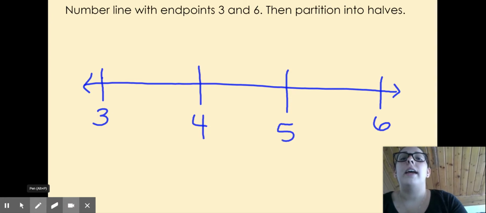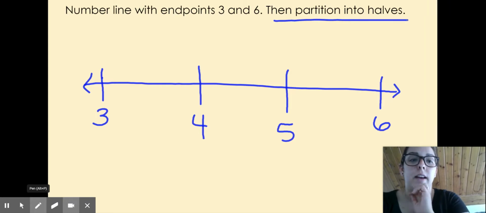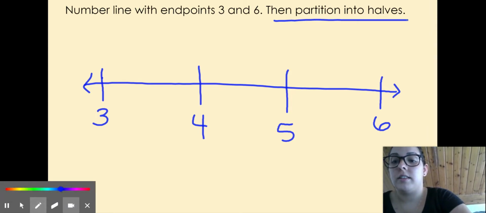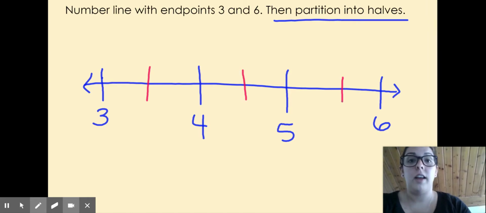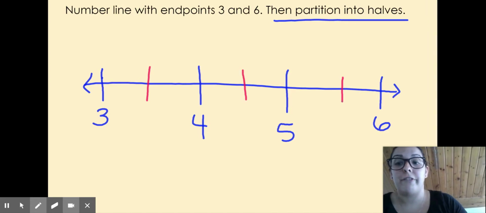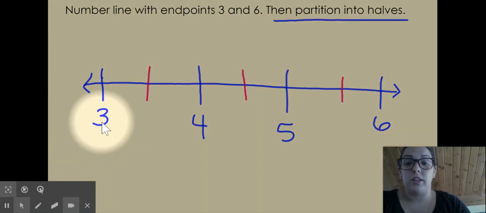All right. Now it's asking you to partition into halves. You can see that up there. I know that halves are 2, so I'm going to go ahead and partition this in half for each one. Now if I'm going to label each whole number with a fraction and each partition with a fraction, I need to start with my first whole, 3. You can see here, 3, we start with our whole.